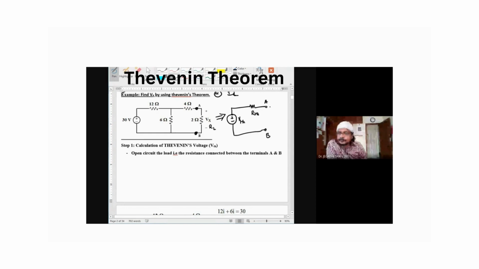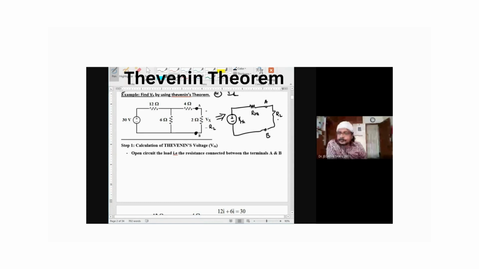So what will be connected here, students? What will be connected across A and B? RL. What is RL here? Please respond, students. Resistance. RL. What is the value of RL? 2 ohms, sir.